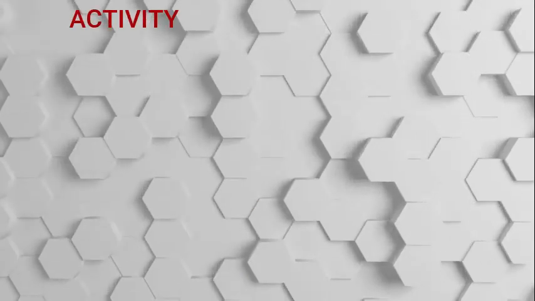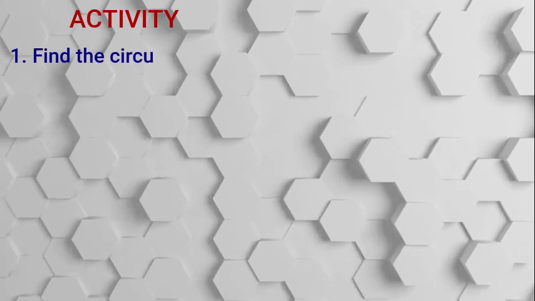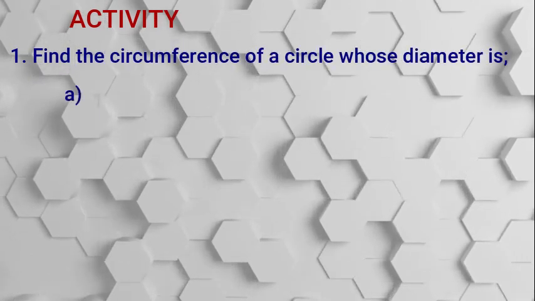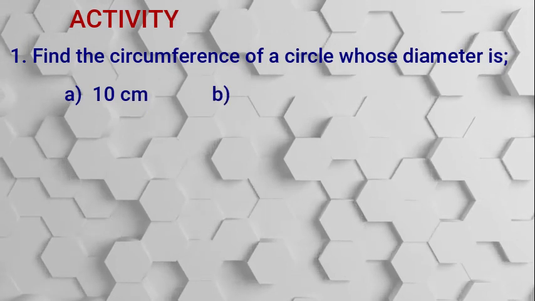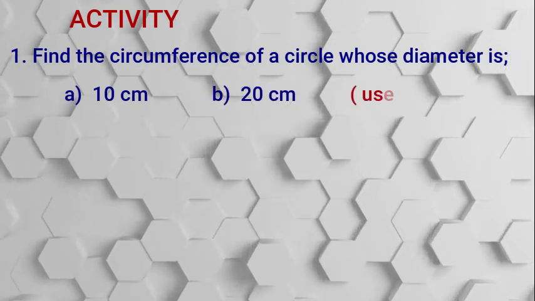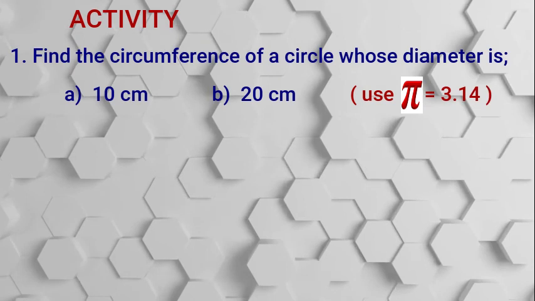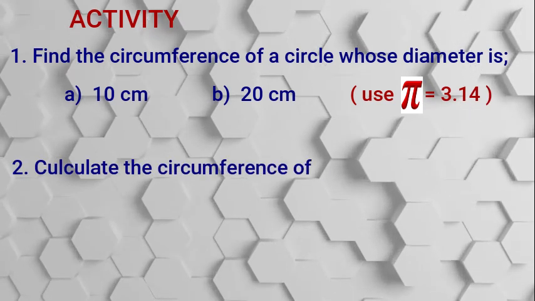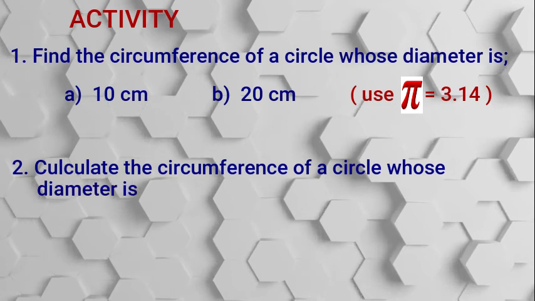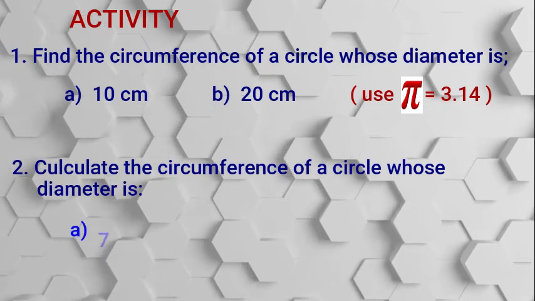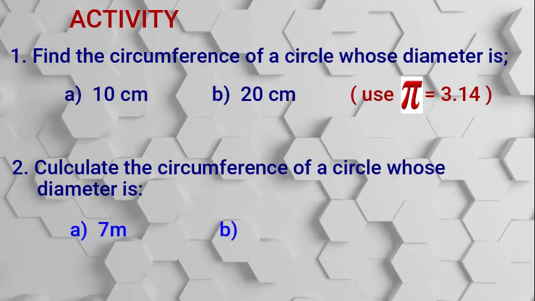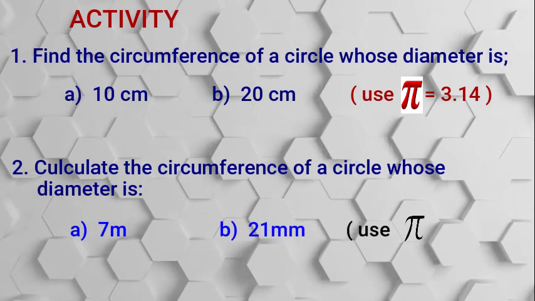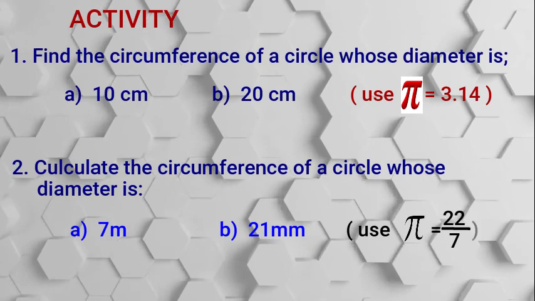Activity. Number 1. Find the circumference of a circle whose diameter is A, 10 centimeters, B, 20 centimeters. Use pi 3.14. Number 2. Calculate the circumference of a circle whose diameter is A, 7 meters, B, 21 millimeters. Use pi 22 over 7.